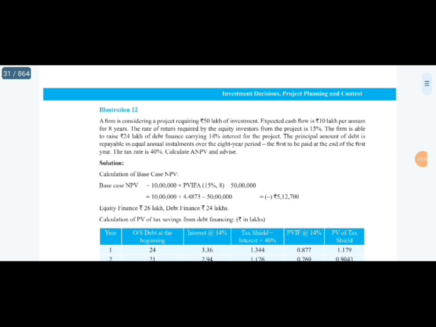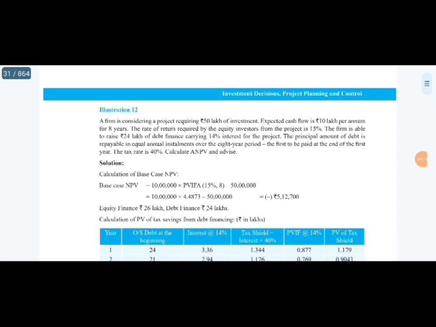The firm is able to raise 24 lakh of debt finance carrying 14% interest for the project. The principal amount of debt is repayable in equal annual installment over the 8-year period. The first to be paid at the end of the first year. The tax rate is 40%. Calculate adjusted NPV and advise.